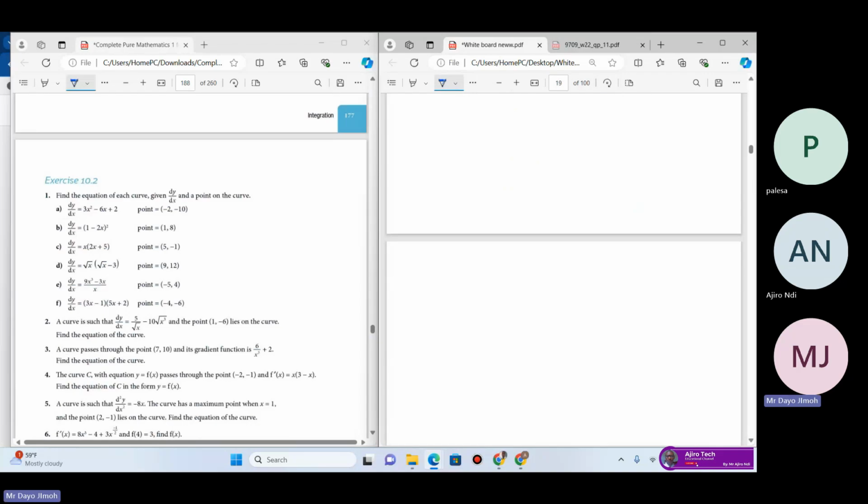Find the equation of each curve, given dy/dx and a point on the curve. Now, you have question number 7. The dy/dx is given as 3x squared minus 6x plus 2. This is the derivative of the curve, and a point on the curve is (minus 2, minus 10). That's the first question, right?